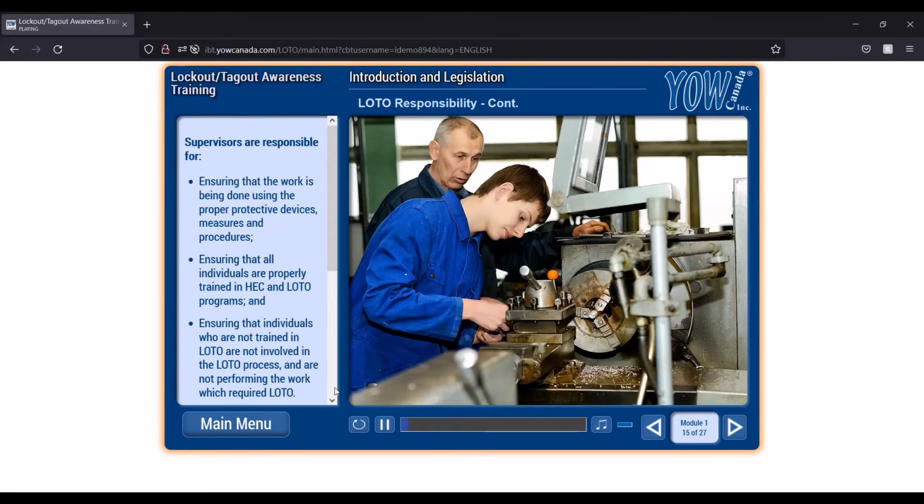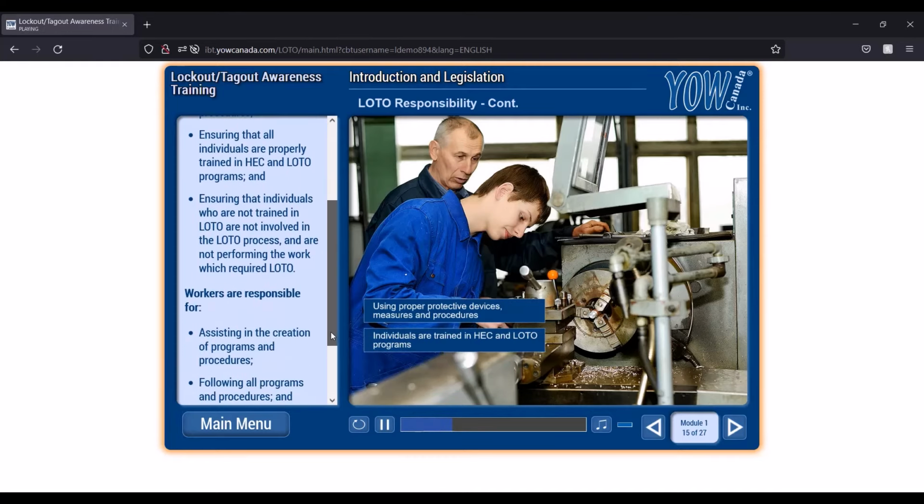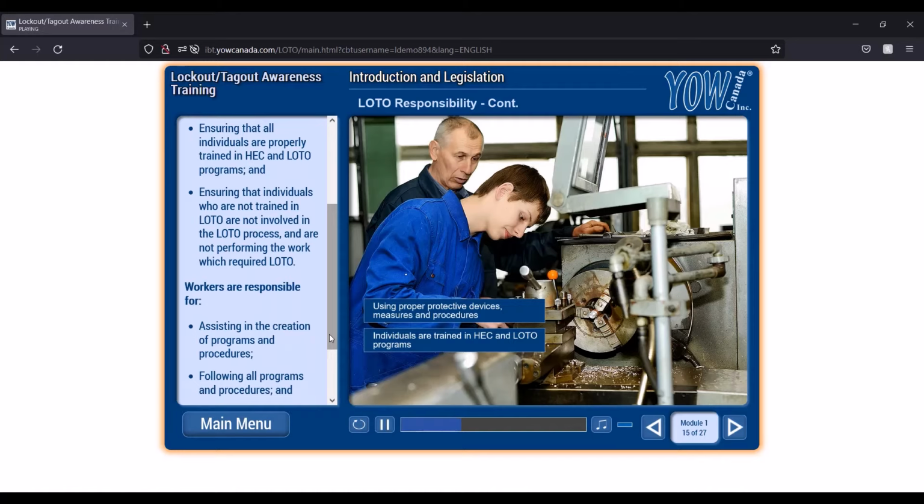Supervisors are responsible for ensuring that the work is being done using the proper protective devices, measures, and procedures, ensuring that all individuals are properly trained in HEC and Loto programs, and ensuring that individuals who are not trained in Loto are not involved in the Loto process and are not performing the work which required Loto.